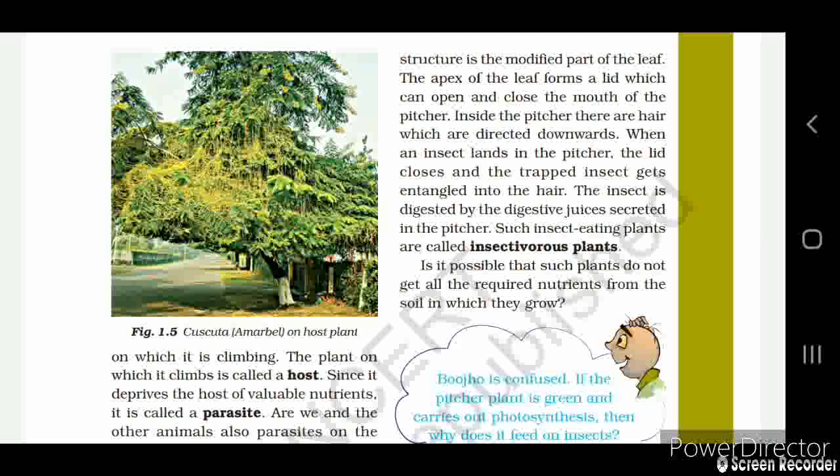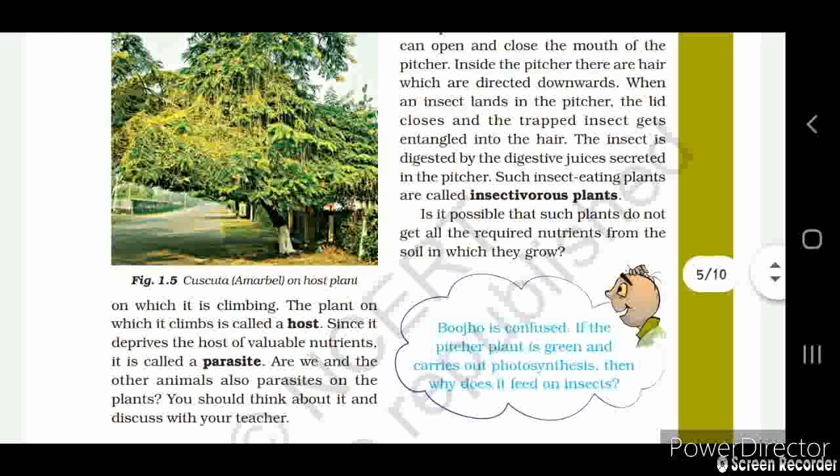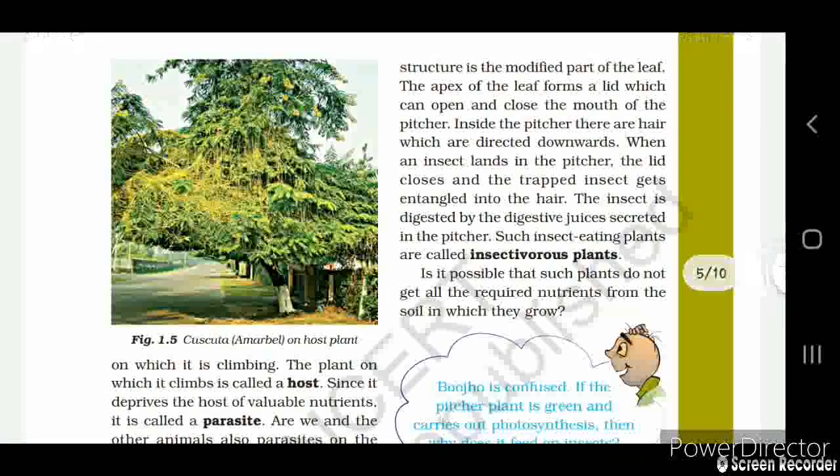When an insect lands in the pitcher, the lid closes and traps the insect inside, and the insect is then digested by the digestive juice that is secreted in the pitcher. Such insect-eating plants are called insectivorous plants.